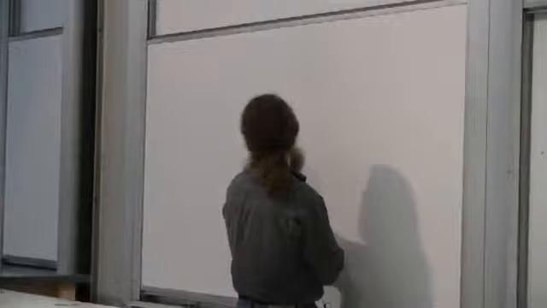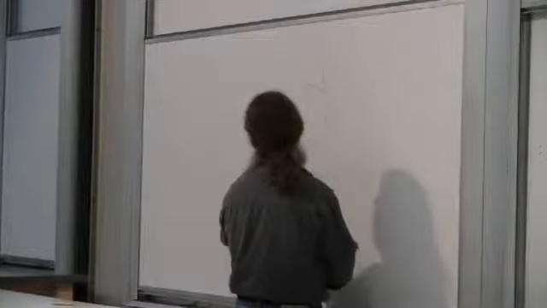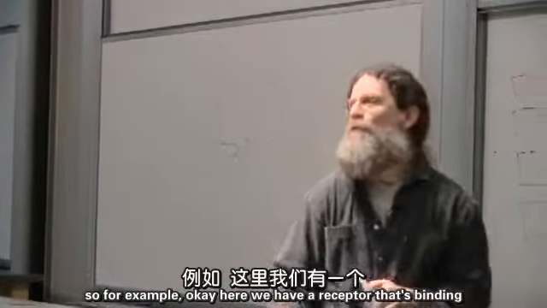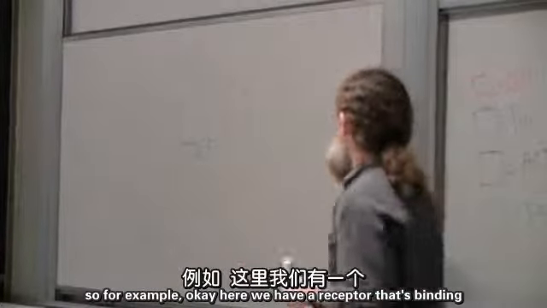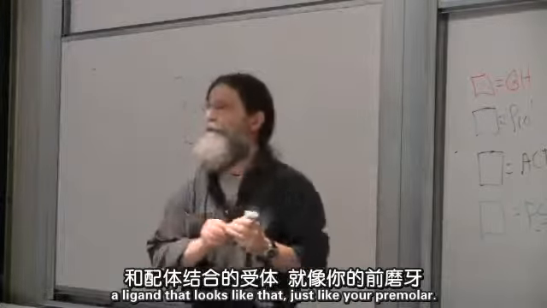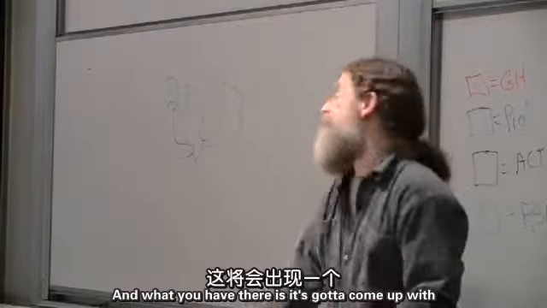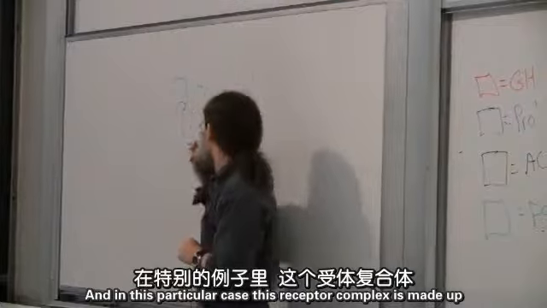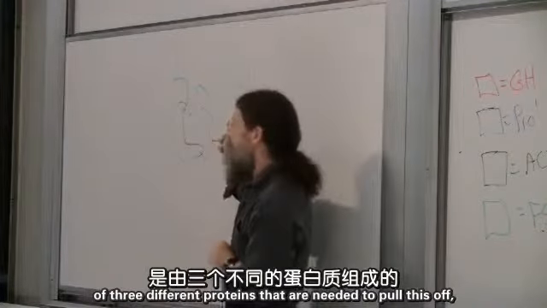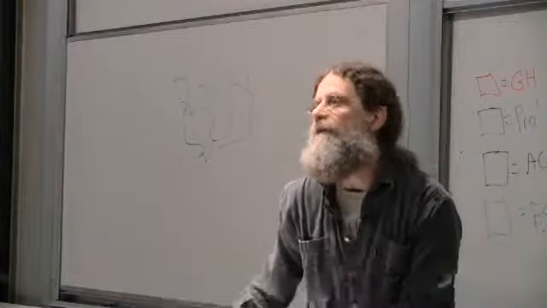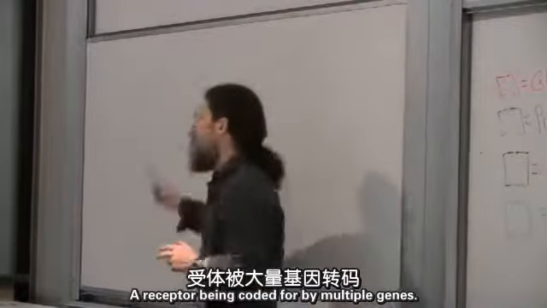So that, for example, here we have a receptor that's binding a ligand that looks like that, just like your premolars. It's got to come up with a complementary shape, lock and key, all of that. And in this particular case, this receptor complex is made up of three different proteins that are needed to pull this off. Three different proteins, three different genes. A receptor being coded for by multiple genes.